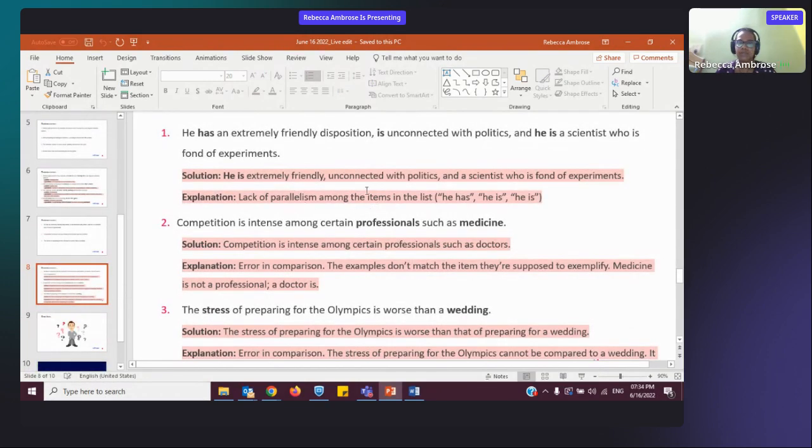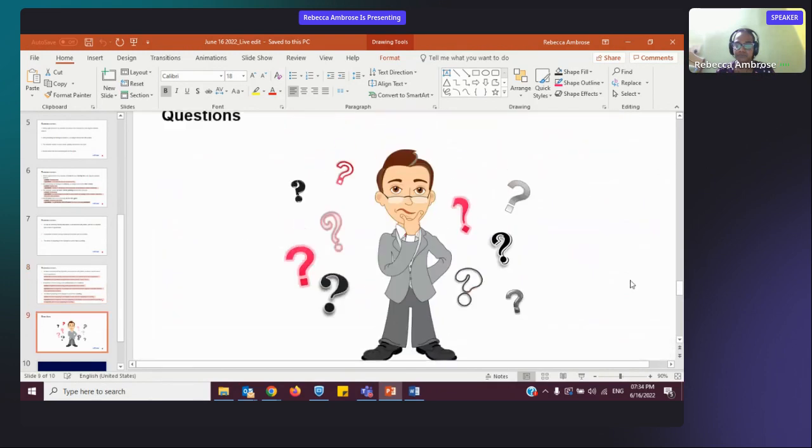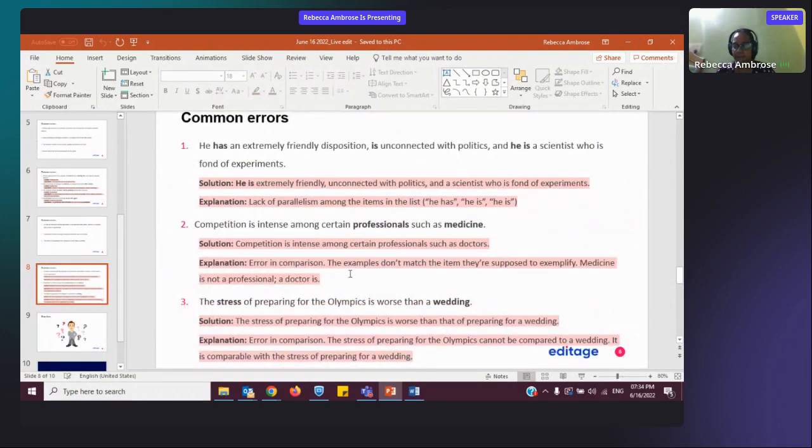Yeah. So he is extremely friendly, unconnected with politics, and a scientist who is fond of experiments. The he is applies to this component, it applies to this, and it applies to this. So that's how we make the sentence parallel. And here the examples don't match the item that they've been listed for. So those were some common errors.